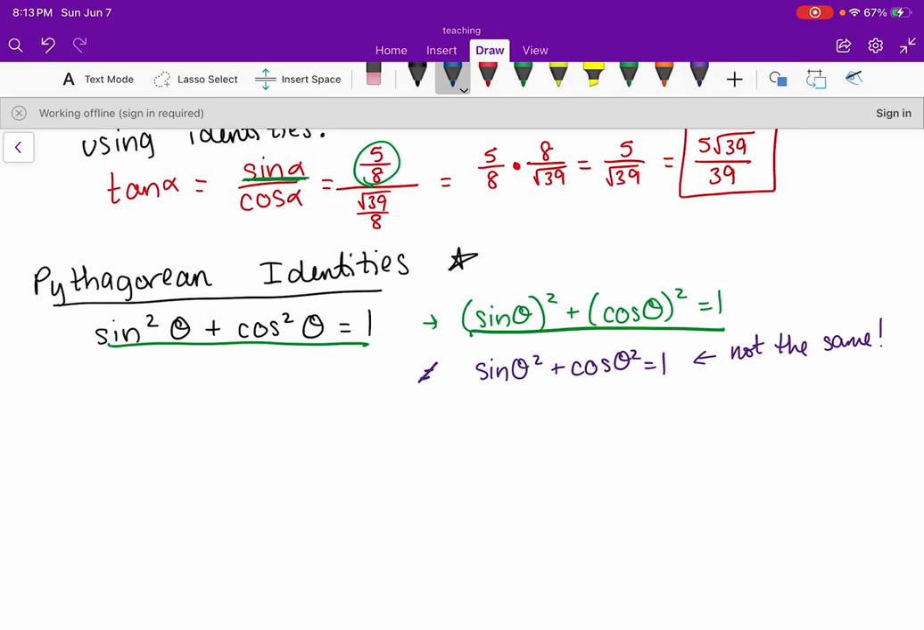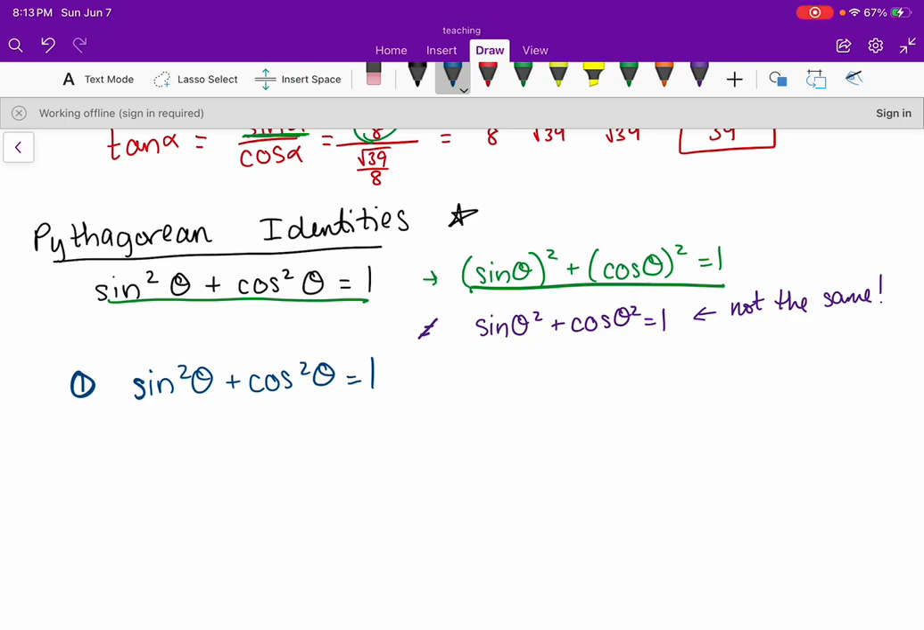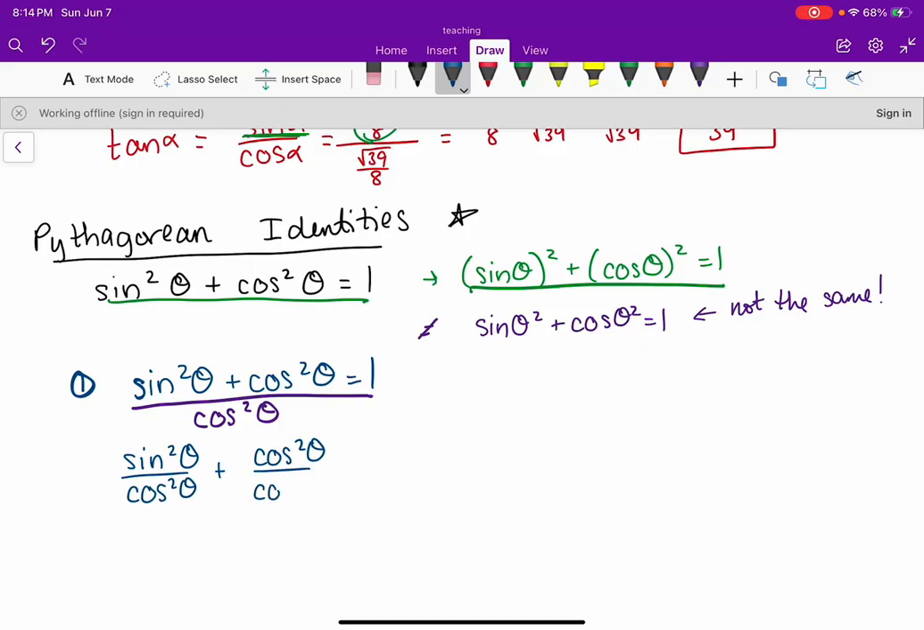There are some other versions of this identity. So if I start off with, I have sine squared, stop being bold. Okay. Sorry, y'all. So if I write out the identity again, remember that in math, we can do whatever we want to something as long as we do it to all sides. If I divide everything in here by cosine squared theta, I'll be left with sine squared theta over cosine squared theta plus cosine squared theta over cosine squared theta equals 1 over cosine squared theta.